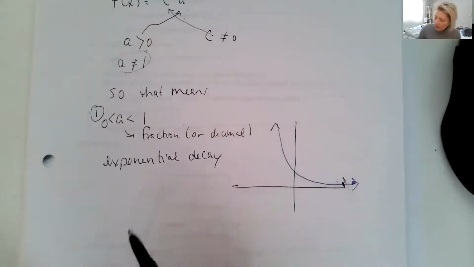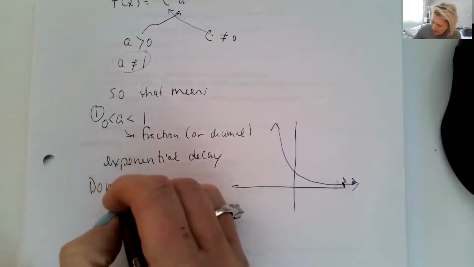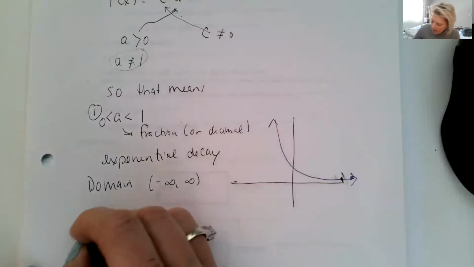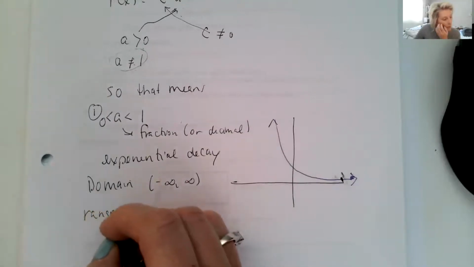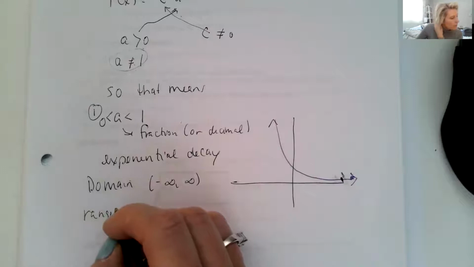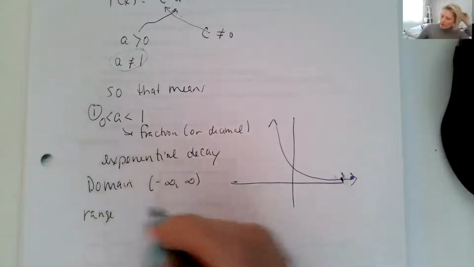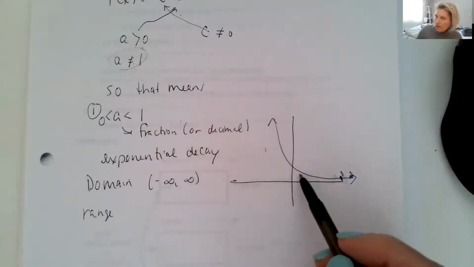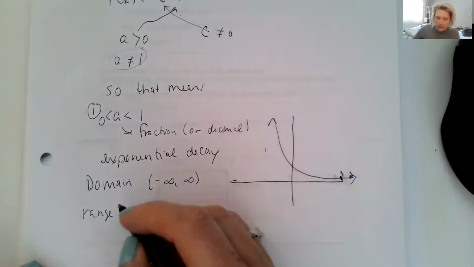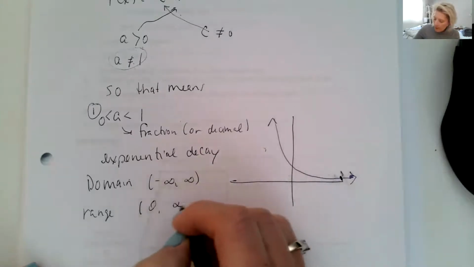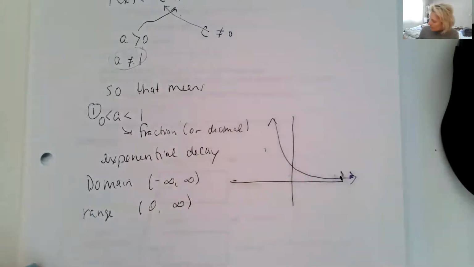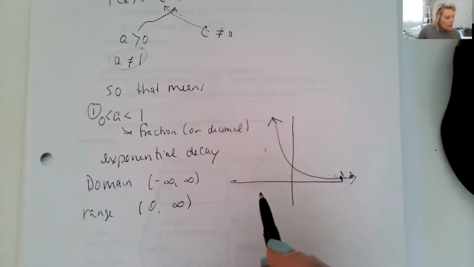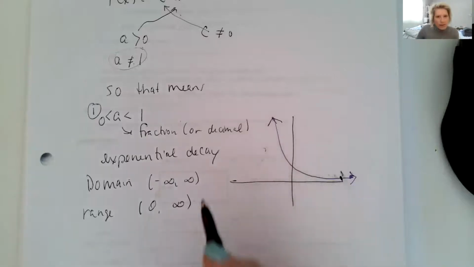The domain is always all real numbers. So the domain in this situation is always going to be all real numbers. And the range, based on your exponential function, is always going to be from 0 up to positive infinity, because it's going to get really, really close to 0 down here, but then it's just going to go straight up. So those are the main things there.